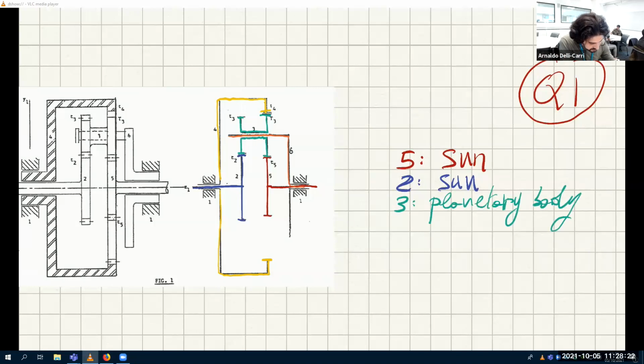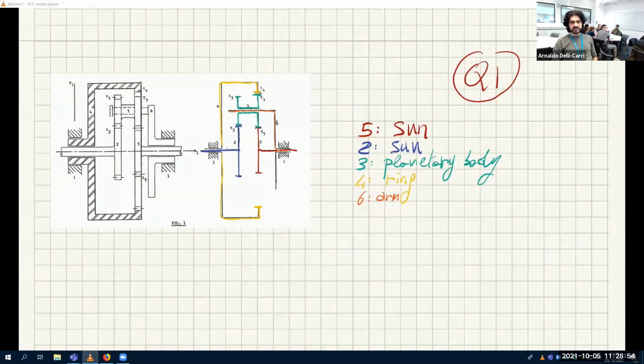What is 4? There's a ring. And finally, what is 6? It's the carrier arm. The carrier arm has its own angular velocity. It's the only thing that is not a gear. It's the only thing that has no teeth, but still rotates. Okay, it's an arm that rotates around. So it has its own angular speed.